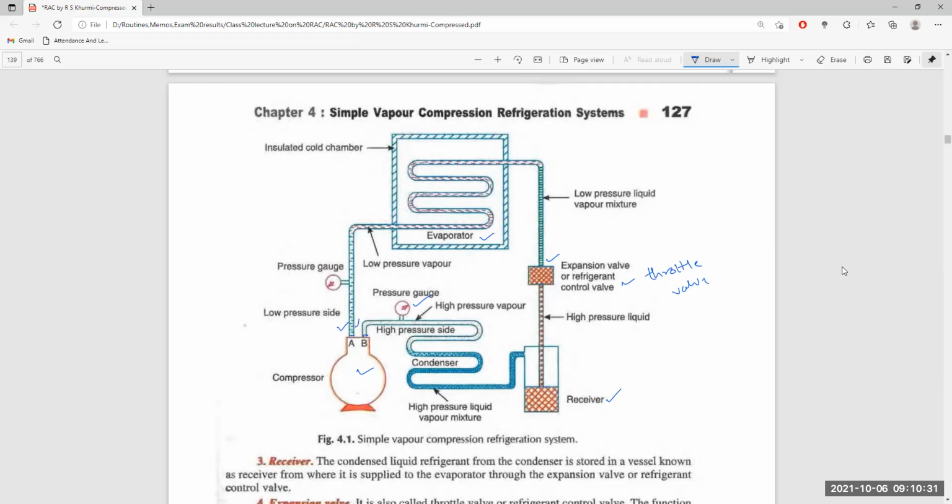At the entrance of the expansion valve, it is in liquid state, and at the exit of the expansion valve, it is also in liquid state. So at the entrance of the evaporator it is liquid state. So I'm writing down liquid state here, and at the exit, vapor state.